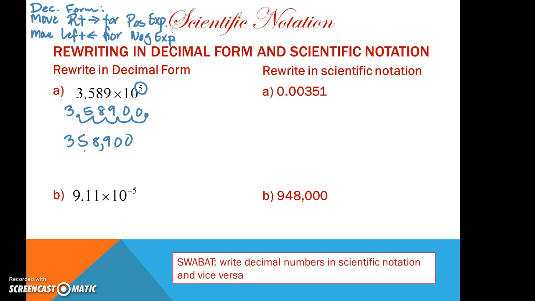Okay, so for the next one, 9.11 times 10 to the negative 5, you have 9.11. Because it's negative, it should get smaller. 1, 2, 3, 4, 5. And then you're going to add your zeros there.